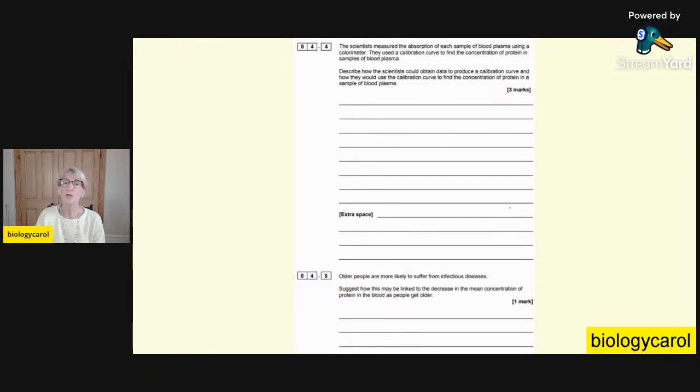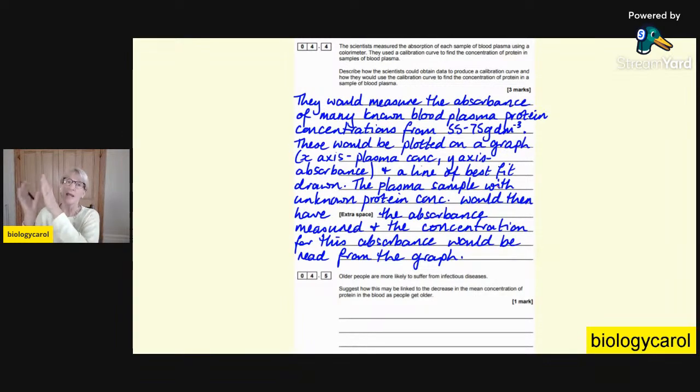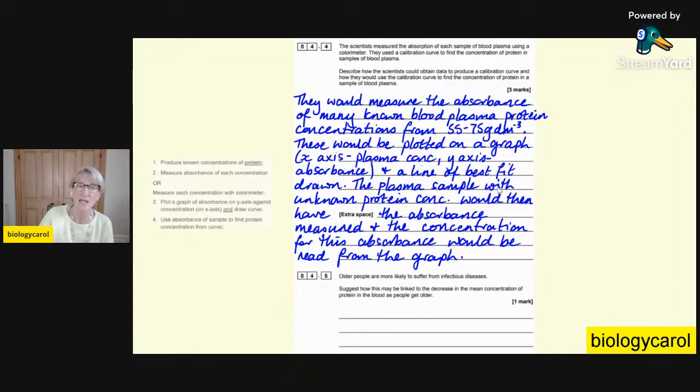So, first of all, as my answer says, they would have had a whole range of known protein concentrations in blood plasma, and they would have to measure the absorbance of all of those samples. They would then plot that on a graph. On the x-axis would be the protein concentration, and on the y-axis would be the absorbance. Oh yeah, and you'd have to draw a line of best fit. Then with the unknown sample, you would measure the absorbance and read off from the graph to find out what the protein concentration was. So there's the basic method.